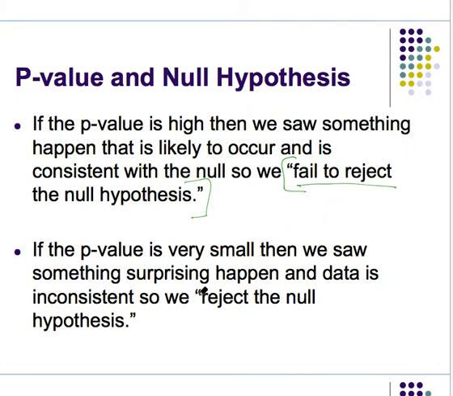If the p-value is very small, then we saw something surprising and the data is inconsistent, so we can go ahead and reject the null hypothesis. Those are your two options, so please make sure you have that down. If nothing surprising happens, then we fail to reject the null hypothesis. If something surprising happens and we're going to change, then we reject the null hypothesis.